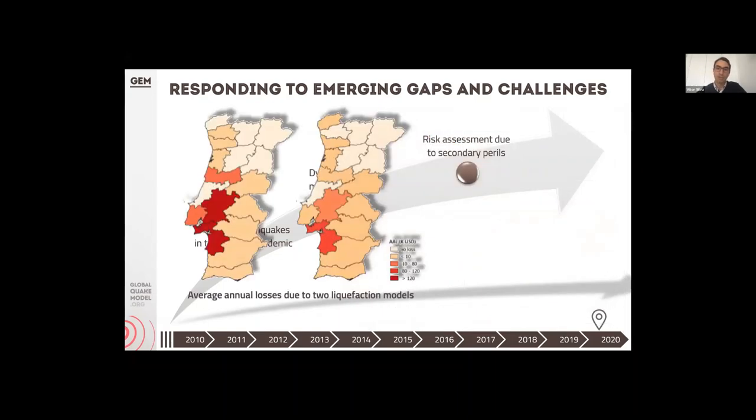Finally, I wanted to mention just that we're also taking the first steps in the risk assessment due to secondary perils. So basically liquefaction and landslides, partially due to this project supported by USAID called TREC, and also continue improving the performance of OpenQuake and the amount of results that we can export to OpenQuake. So it can also be applied once again, not just on buildings, but also infrastructure and networks.